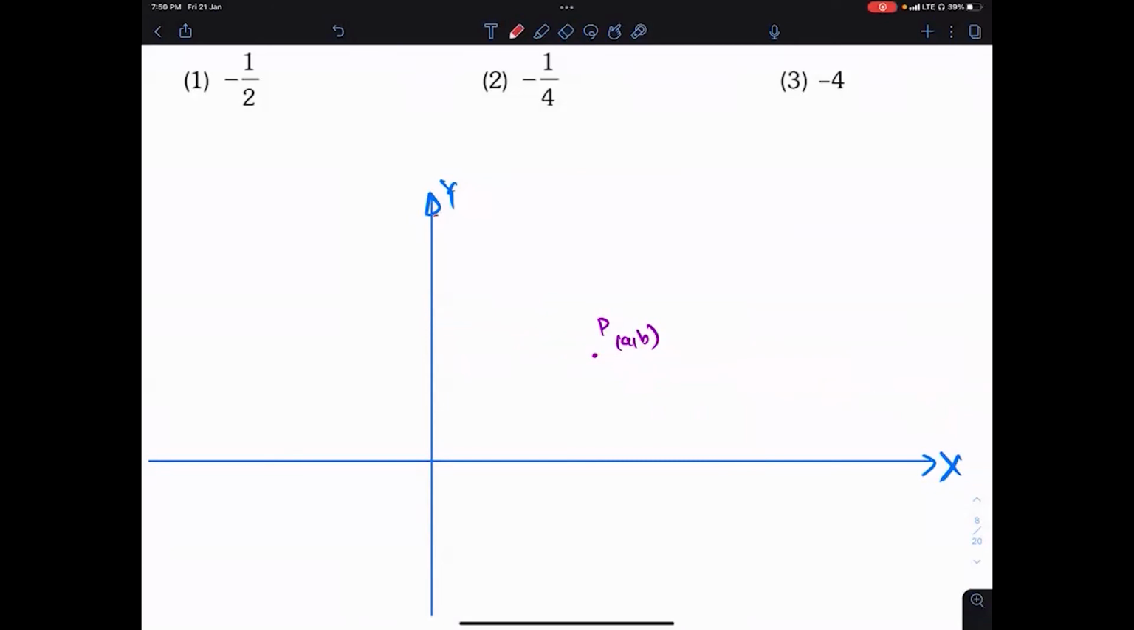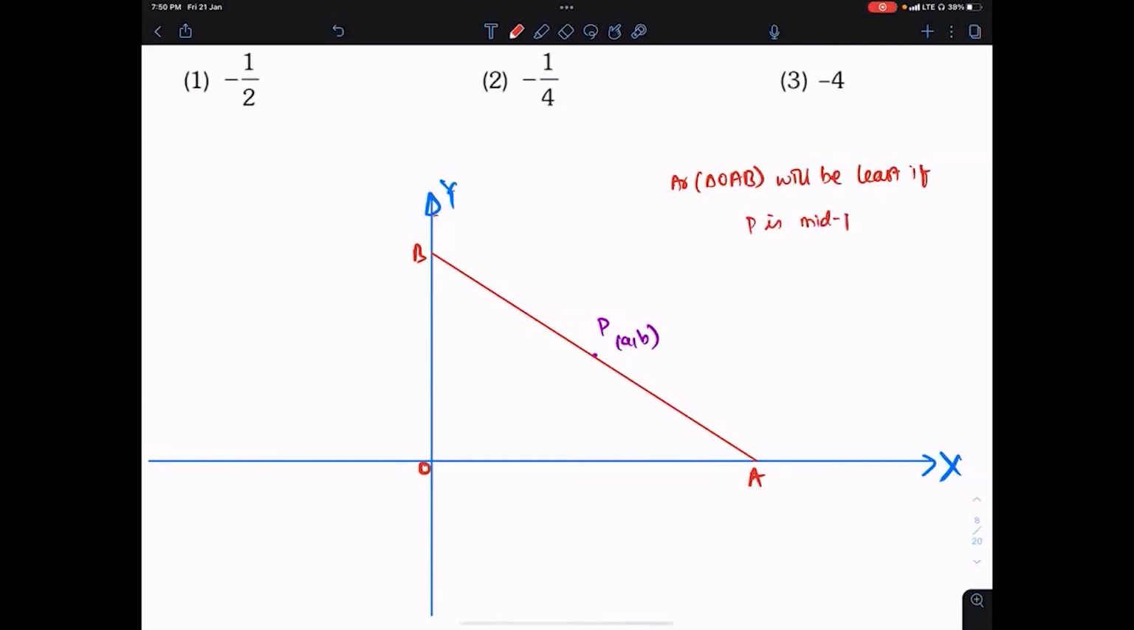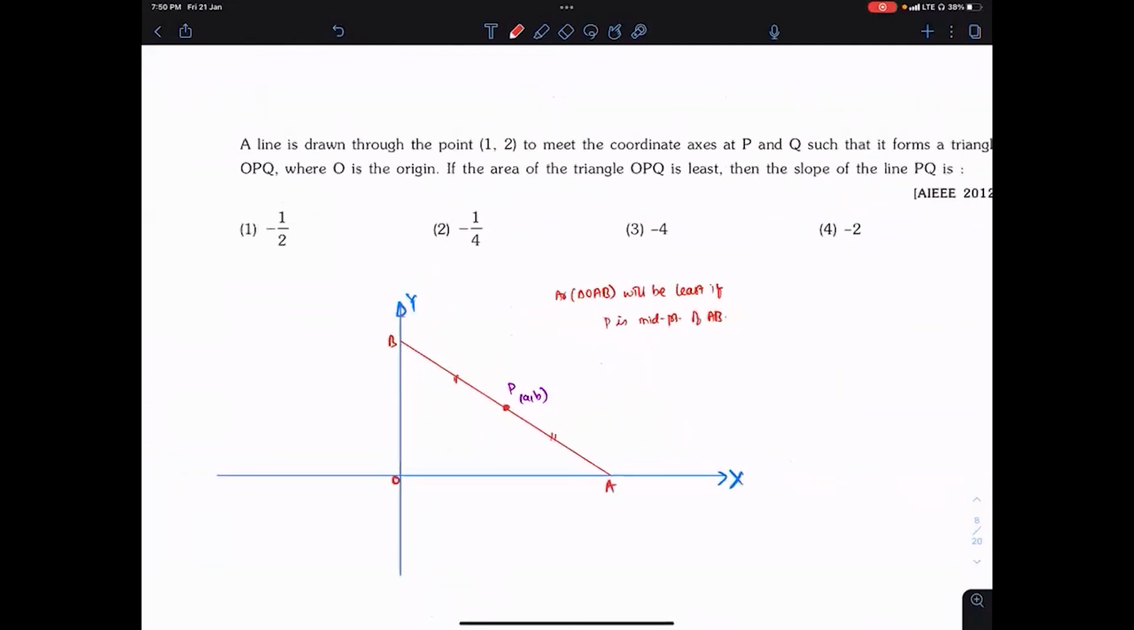just draw that scenario. When this is the triangle OAB, the area of triangle OAB will be least if P is the midpoint of AB. That's all. Simple result, that's why I want you to remember. When this P is the midpoint of AB, that time this triangle will have the least area.